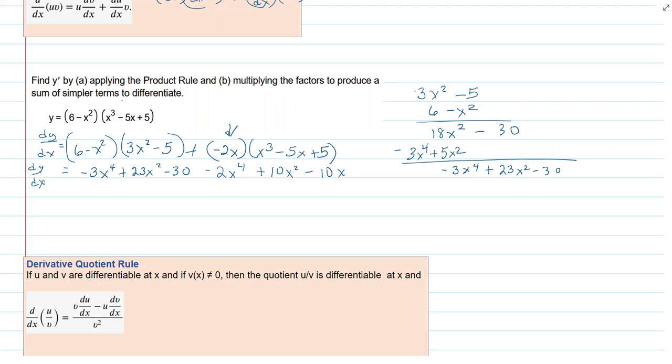All right, let's see what we have. I have a 4, so that's going to be 5x to the 4th because I'm combining like terms. Everybody good with that? I'm going to have an x squared, a 23x squared, and a 10x squared. So that's going to give me plus 33x squared. Then I have a negative 10x and a negative 30.